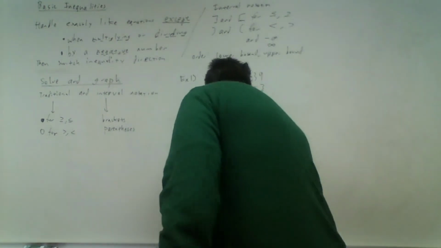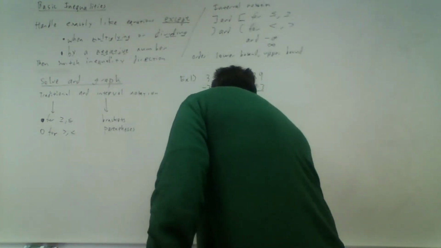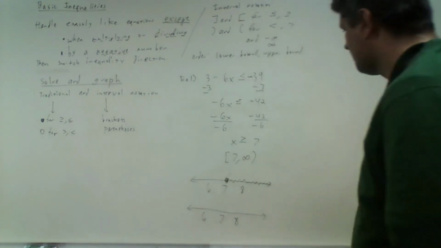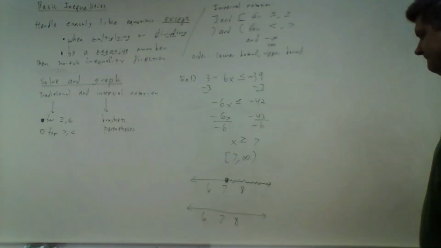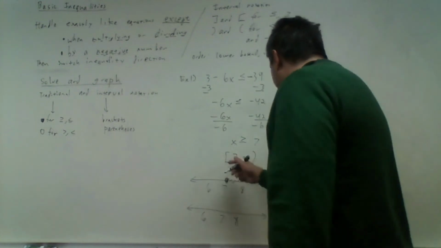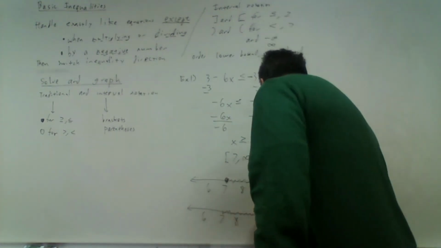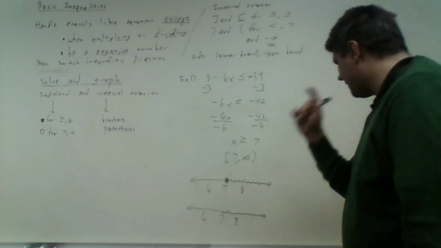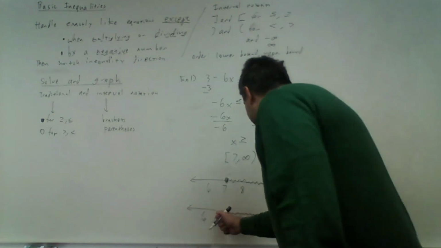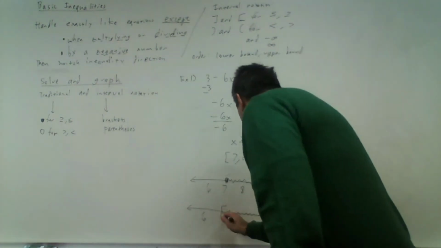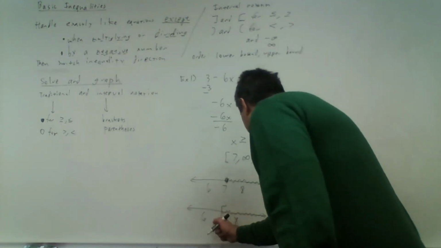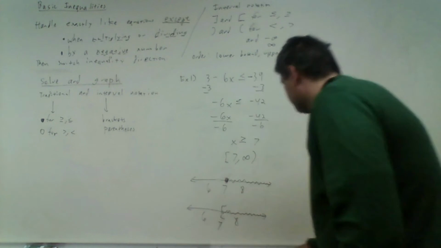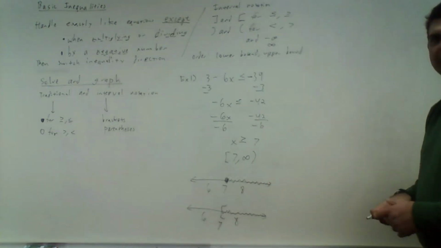Interval notation looks like this. The numbers that are greater than 7 are this way. And because it's or equal to, we're going to enclose the shaded region with a bracket, like so.